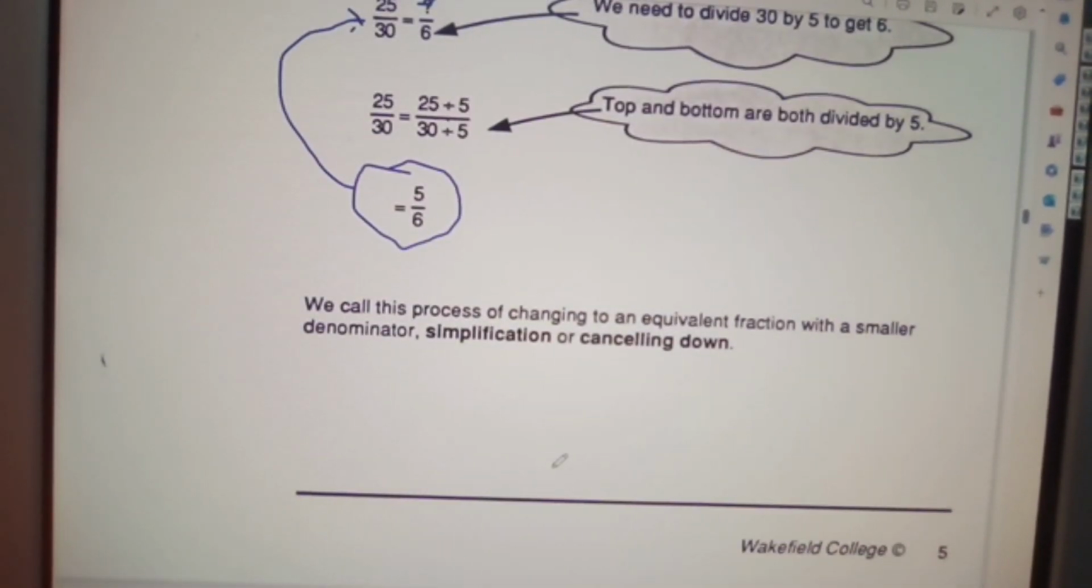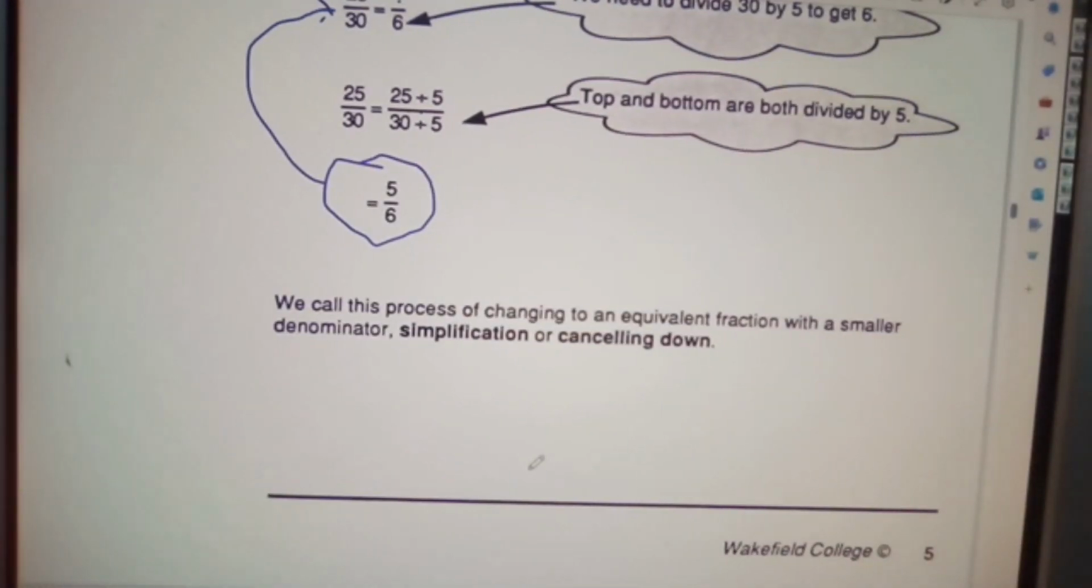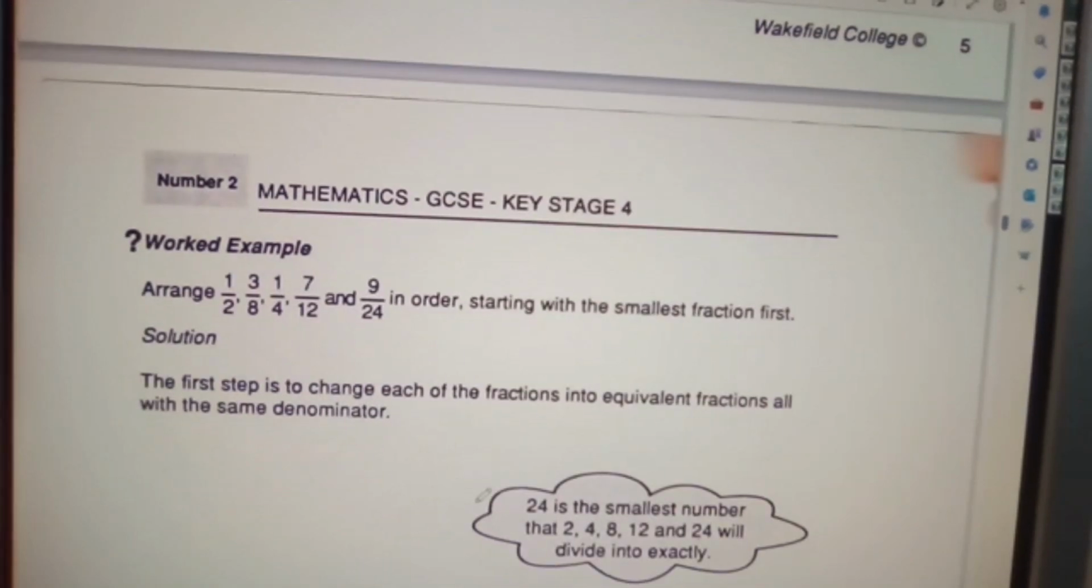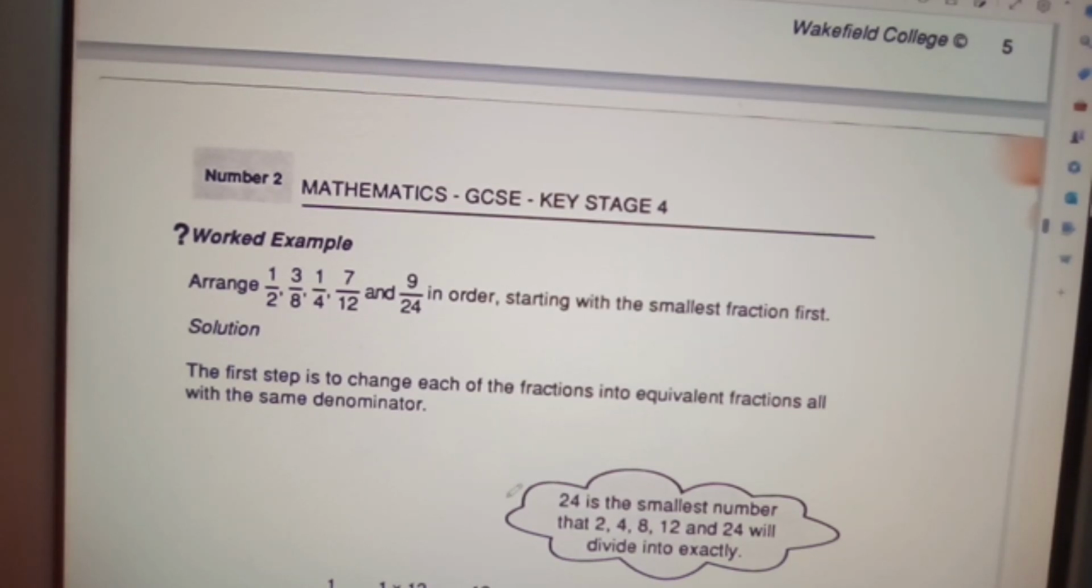We call this process of changing to an equivalent fraction with a smaller denominator, simplification or cancelling down. That's what you need to be able to do and understand. You must be able to cancel down. Arrange 1/4, 3/8, 1/4, 7/12 and 9/24 in order, starting with the smallest fraction first.